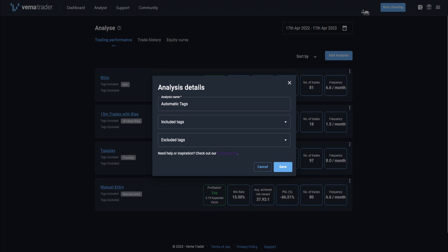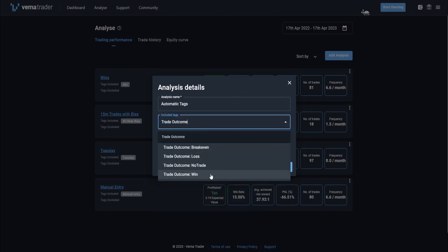And the final automatic tag that we have includes my favorite tag, which is wins. So the automatic tag is trade outcome. So this looks at what was the outcome of the trades you took. Were they wins? Were they losses? Were they break evens where you made no money? You were just flat. And were they no trades where the trade did not enter?